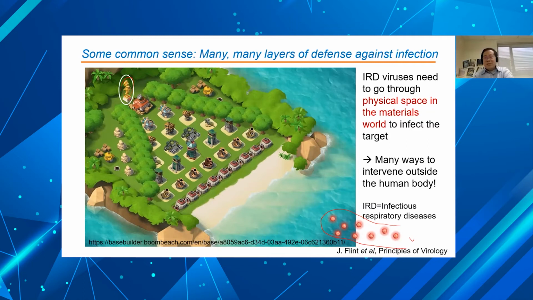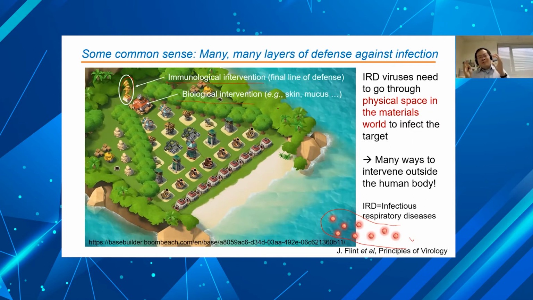Oftentimes in the news, or when people talk about how we deal with this, we focus on immunological or biological intervention. For example, what happens in our human body, or we're waiting for a magic cure, a medicine, a medical treatment, or a vaccine. But those are really the final lines of defense. Immunological and biological interventions are the most sophisticated ones. They are highly accurate, very intelligent, but they can be easily outnumbered.